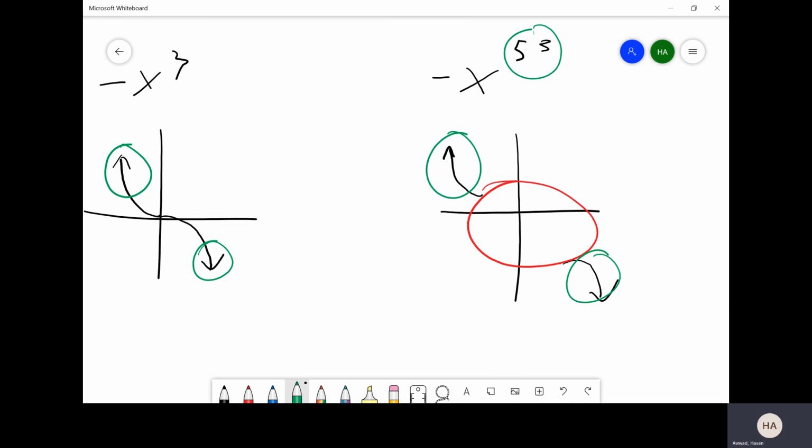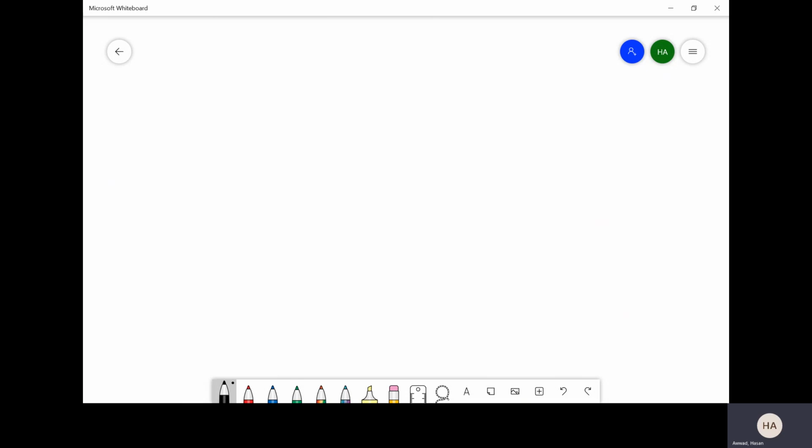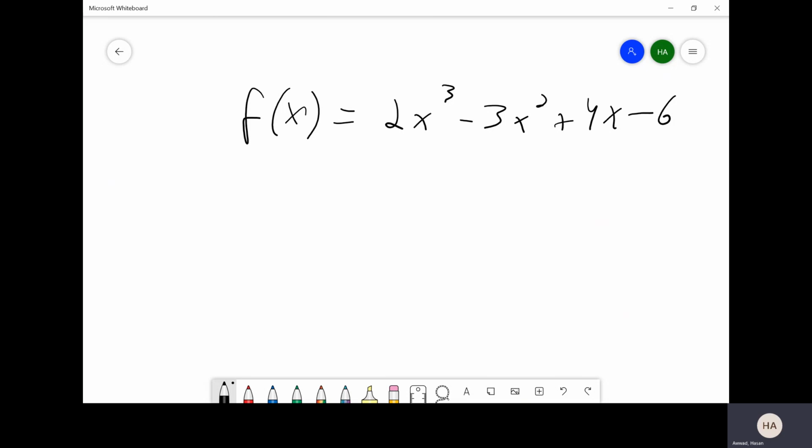Okay, so let's talk about solutions of a polynomial function. So much like zeros for a quadratic or solutions for a quadratic, solutions of a polynomial function implies where there is an x-intercept for that function. Okay, so let's look at an example here. Let's say we have f of x is equal to 2x cubed minus 3x squared plus 4x minus 6. And I say to you, I want you to find all the real solutions of this function.